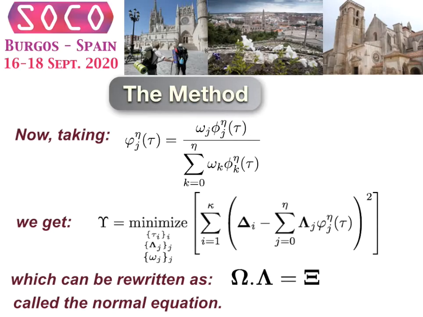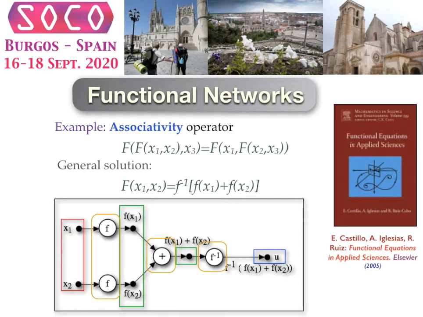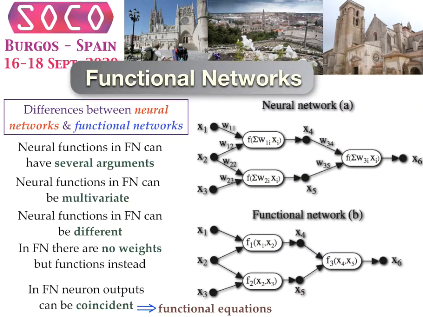Basically, to solve what we call the normal equation. This is a very hard optimization problem because it is continuous, overdetermined, nonlinear, and multivariate. So the approach followed in this work is to apply functional networks. In order to understand functional networks, I have this example. You can find more details in my book, Functional Equations in Applied Sciences. But basically, the idea is that we have a network which is a powerful extension of the neural networks.